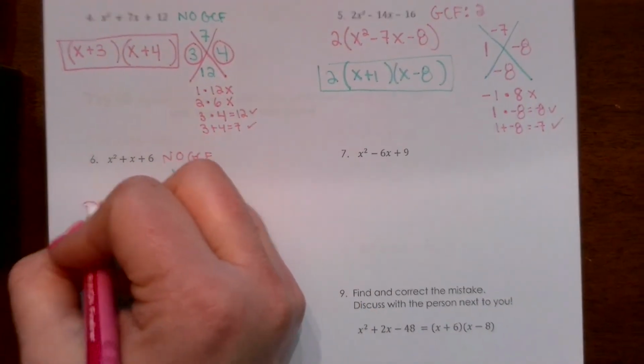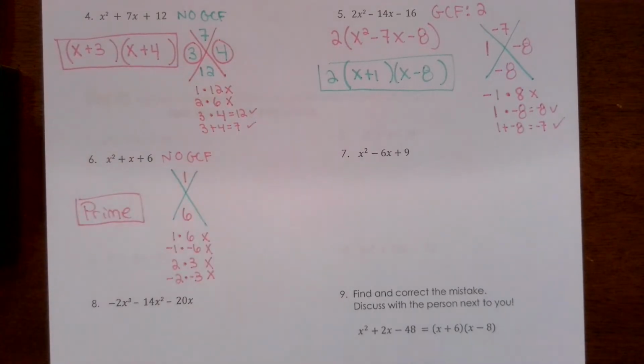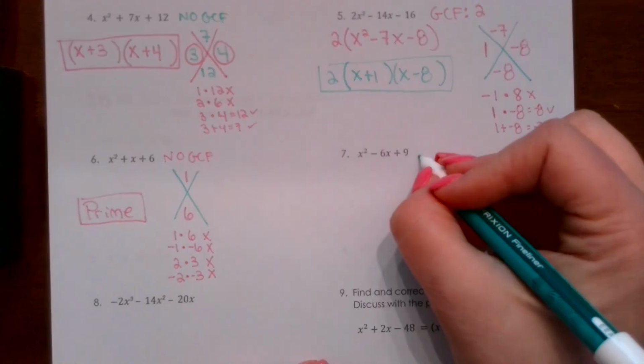This is an example of a prime quadratic trinomial. Let's take a look at our next example. I can see that there is no GCF.